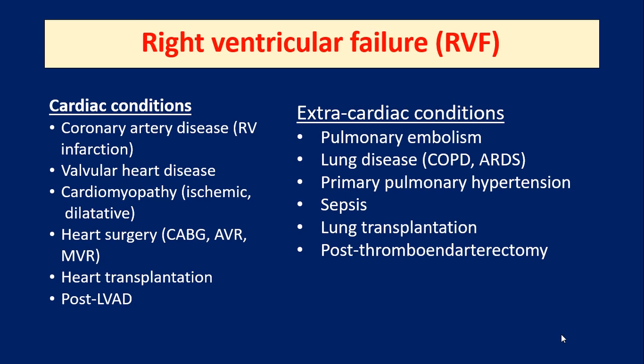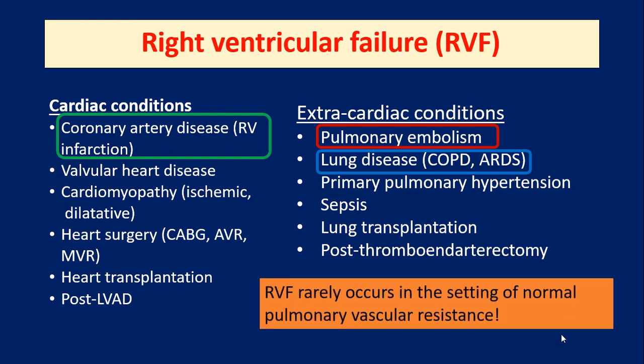Extracardiac conditions could be pulmonary embolism, lung diseases maybe COPD, ARDS, primary pulmonary hypertension, sepsis, lung transplantation and post-thrombectomy patients. So as we can see here, these are the three most common things which we deal with in the ICUs, mainly coronary artery disease, pulmonary embolism and lung disease, which are the most common we see in the ICU day to day. Right ventricular failure rarely occurs in the setting of normal pulmonary vascular resistance.